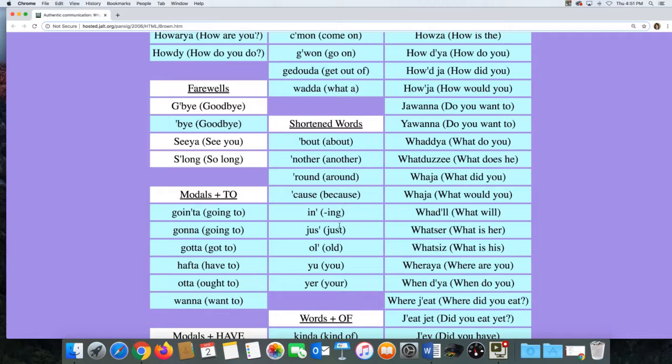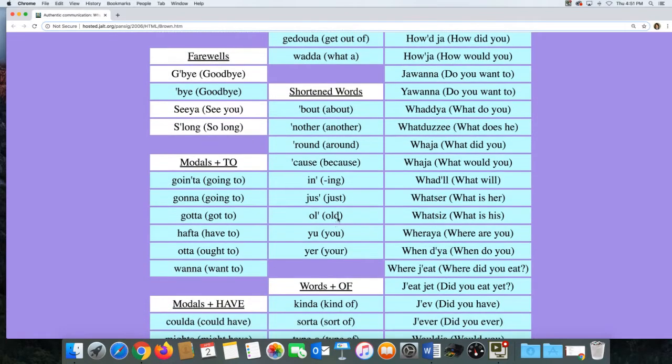Just becomes jus. I'm just saying. We just take off that T sound. Old becomes ol. Drop the D. You. I don't really see a big difference here, but I guess you and your becomes yer. Is that your bag? It's a yer instead of your, right? Instead of is that your bag? Say is that your bag? So we'll try those. About, another, round, cause. I'll just say going here. Going. Just, ol, you, your.